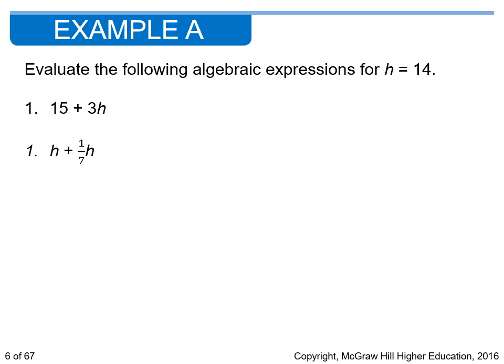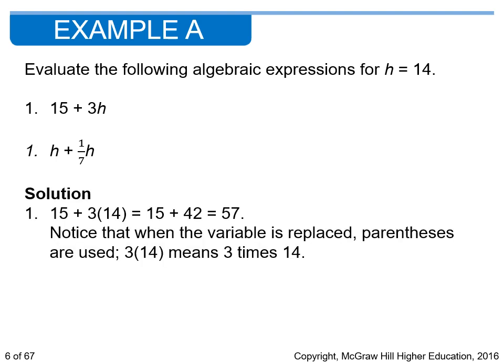The first thing I want you to be able to do is evaluate algebraic expressions for the variable h equals 14. So if I do 15 plus 3 times 14, that is 15 plus 42, which is 57. Notice that when we substitute 14 for h, we need to put the 14 in parentheses. The second one, I have two h's, so I have 14 plus 1/7 of 14. 1/7 of 14 is 2, and 2 plus 14 is 16.